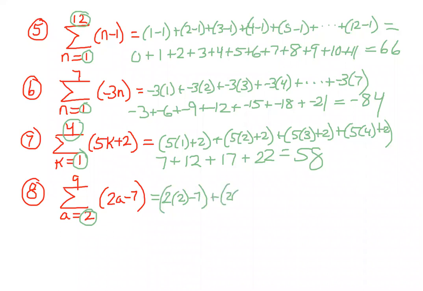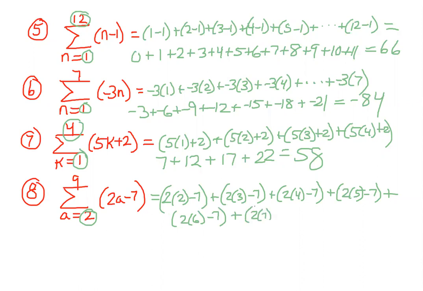plus 2 times 3 minus 7 plus 2 times 4 minus 7 plus 2 times 5 minus 7 plus 2 times 6 minus 7 plus 2 times 7 minus 7 plus 2 times 8 minus 7 plus 2 times 9 minus 7. So we're still ending at 9, but we're starting at 2 instead of 1.